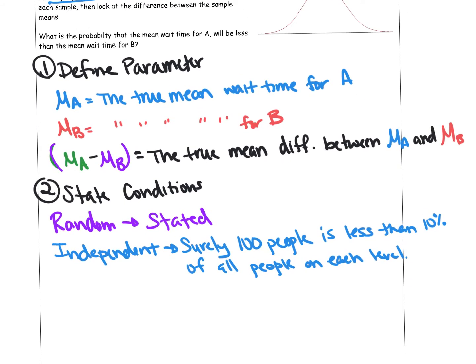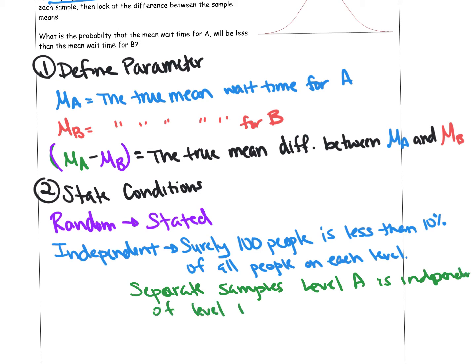And then the other thing we need to show is that the samples are independent of each other. And because we took separate samples, level A is independent of level B.